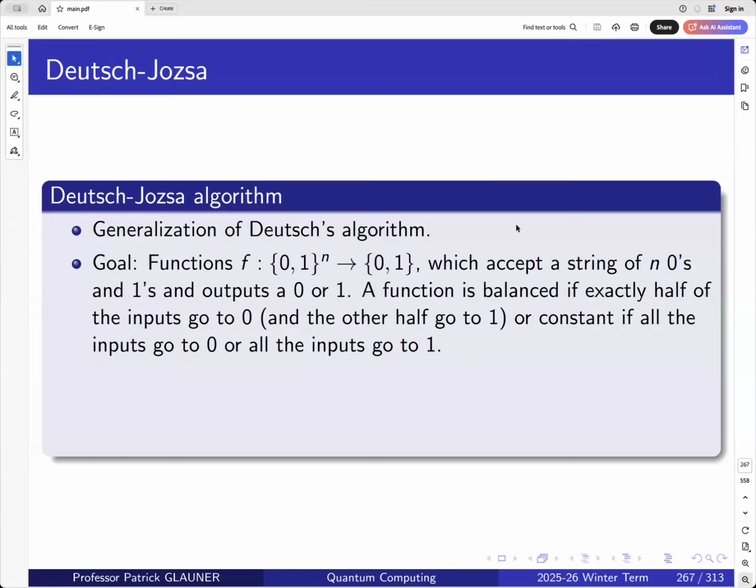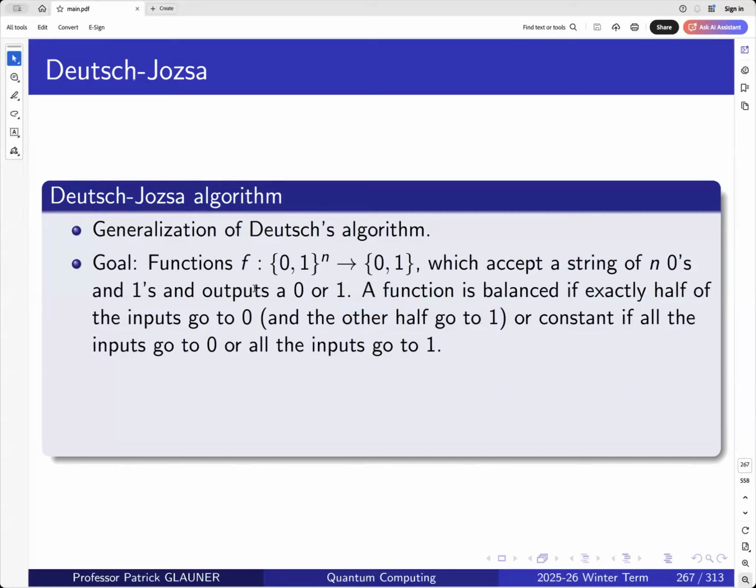And now we will get a bit more specific: these functions would accept such a string of 0s and 1s and output a 0 or 1. And we would say that the function is balanced if exactly half of the inputs of the function go to 0 and the other half goes to 1, or such a function is constant if all the inputs go to 0 or all the inputs go to 1.